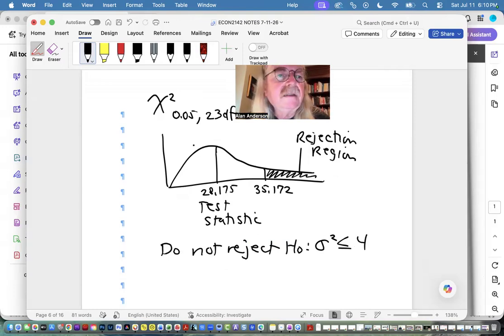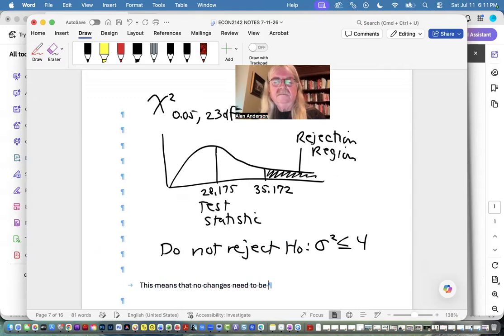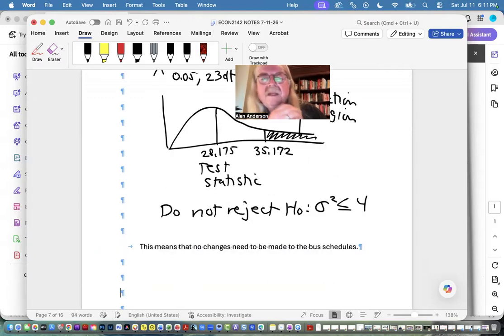And now that means that there's nothing wrong with the bus arrival times. Okay, which is good news for the company. And that makes everyone happy. So there's not enough evidence to show that it's too high. It appears to be fine.